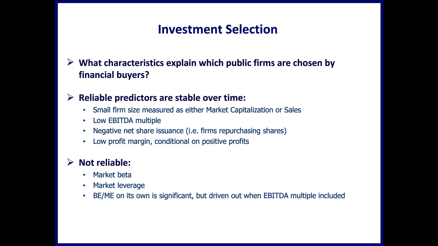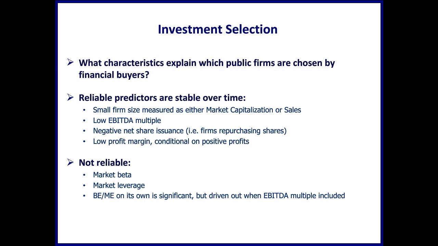Negative net share issuance, again, you could think of this as a value characteristic, but the firms that are selected tend to be repurchasing their shares in recent periods as opposed to issuing new shares. To the extent that management thinks their stock is overvalued, they perhaps are more likely to issue shares. To the extent that management thinks their shares are undervalued, they're more likely to repurchase their shares. And then what I would call modest profitability. So these are not the most profitable firms in each industry, but they tend to be profitable. They have positive profits. So they're somewhere in the middle.